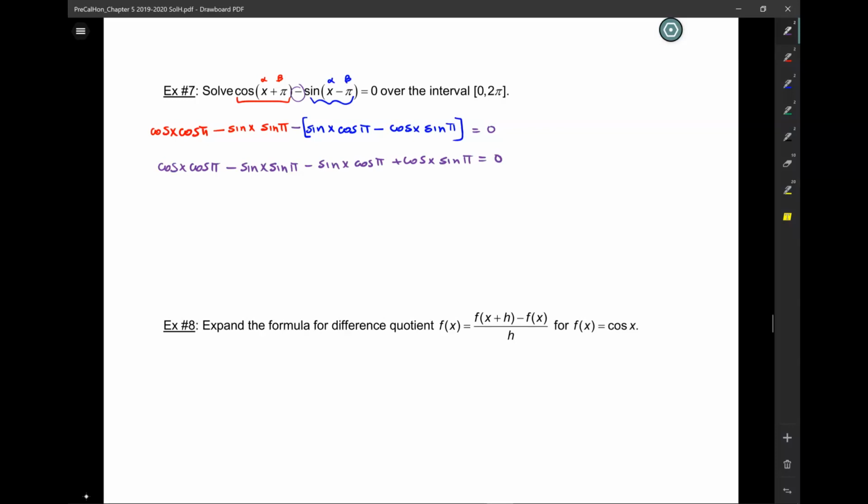Okay. Yes. If it was like at the very beginning, it's cosine of x plus pi. If it was cosine of x minus pi, would that matter? Yes, this would be a plus here. Okay, so now, what's cosine of pi? -1. What's sine of pi? 0. Cosine of pi is -1. Sine of pi is 0. So what I have now is cosine x times -1 minus 0 minus sine x times -1 plus 0 equals 0.